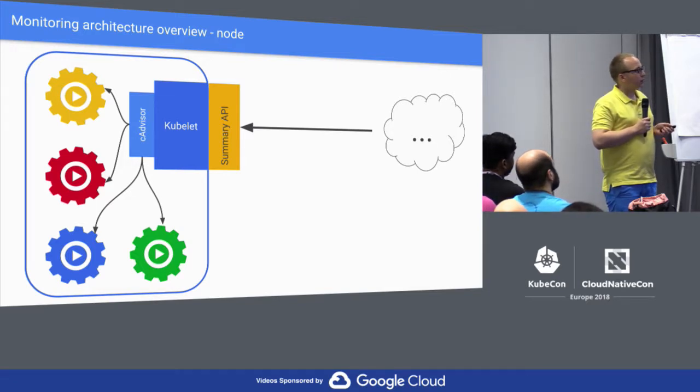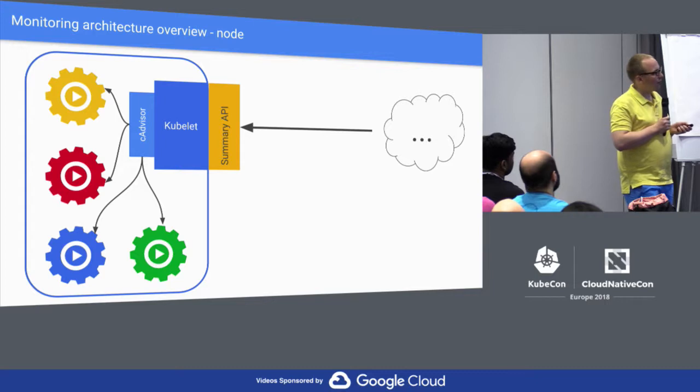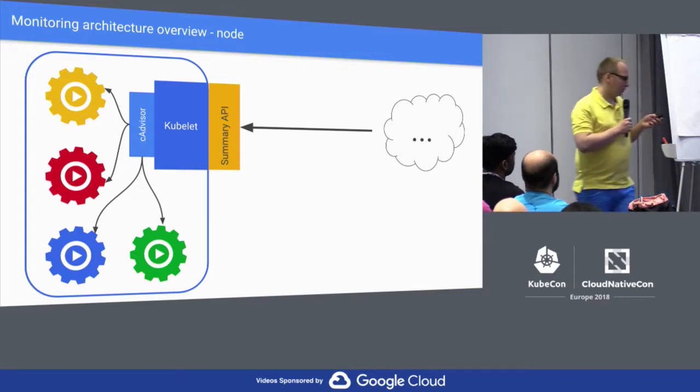Kubelet exposes those metrics through summary API. So this is a Kubernetes API to gather those metrics from kubelet. And there are, of course, some parties, like it can be metric server, it can be a third-party monitoring solution that scrapes summary API for those metrics.